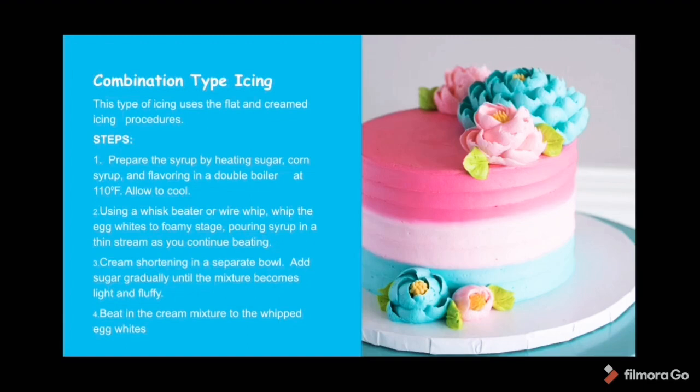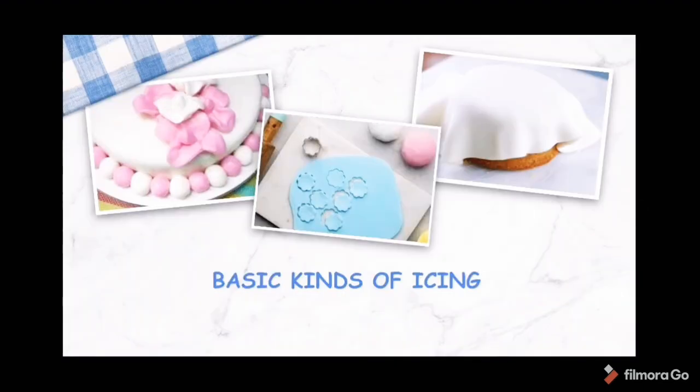Next, cream shortening in a separate bowl and sugar gradually until the mixture becomes light and fluffy. Then lastly, beat in the cream mixture to the whipped egg whites. And now these are the basic kinds of icing.